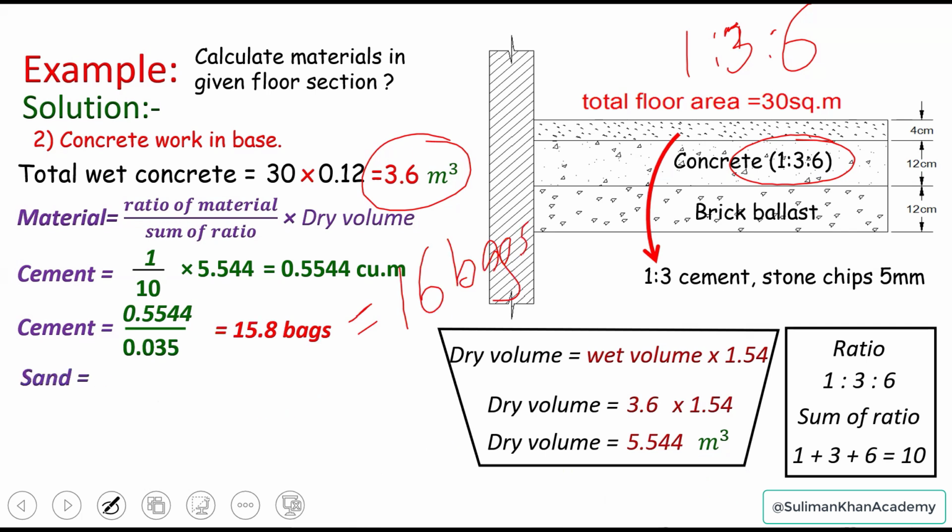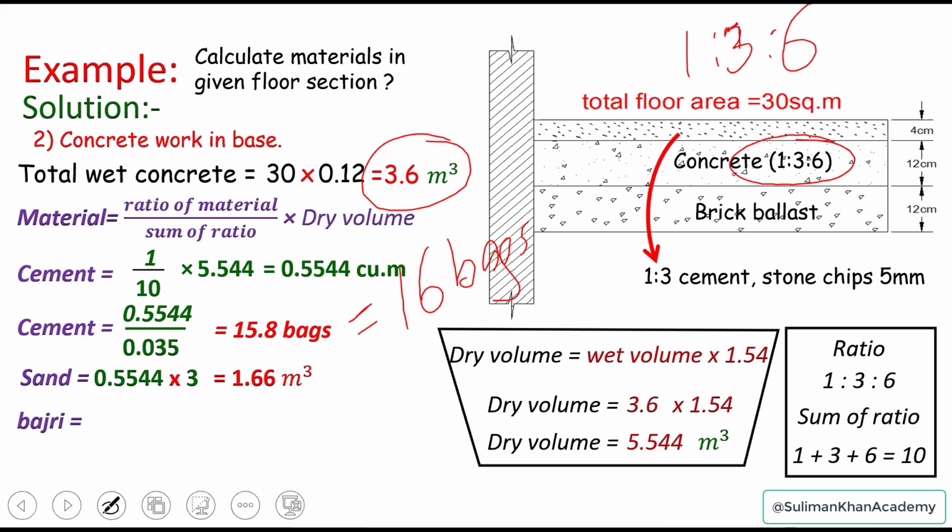Now, the sand can be calculated from the quantity of cement. The quantity of cement is just 0.5544. Multiply that with the ratio of sand, which is 3, and that should be 1.66.